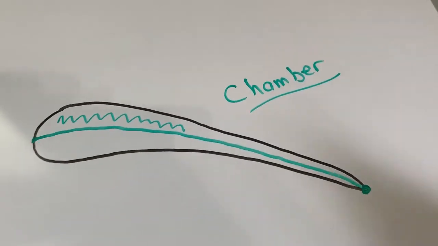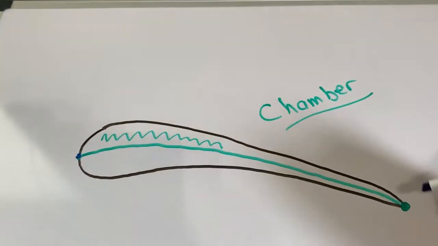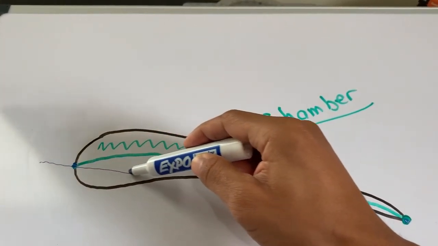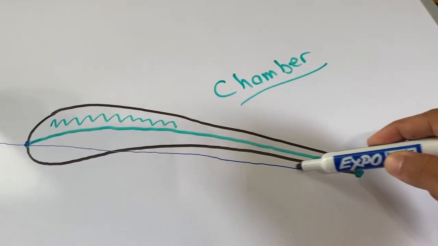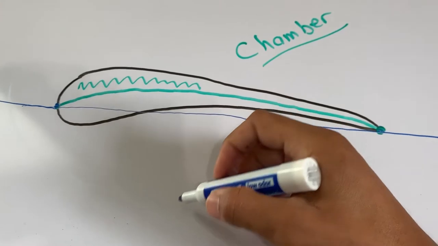Now, the chord line is a straight line from the leading edge to the trailing edge. So your chord line is going to literally look like that. Right? That's the chord line.